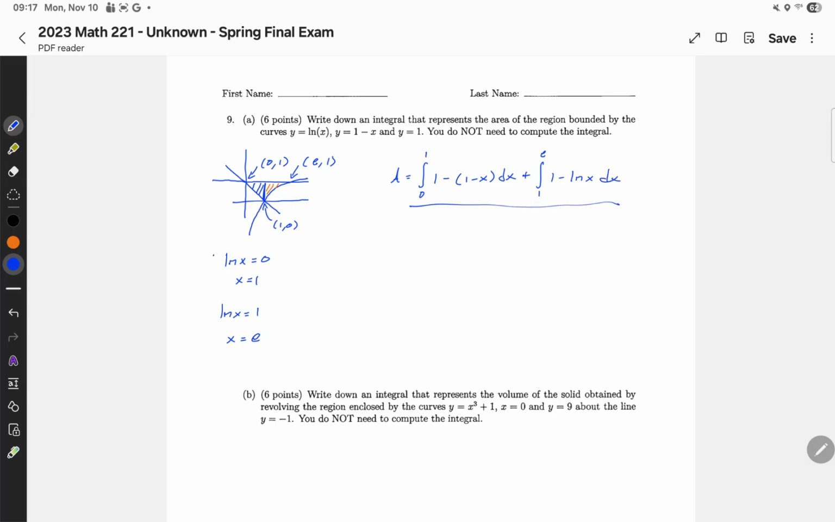No need to simplify. Actually, it doesn't say you don't need to simplify, it just says you don't need to compute. So this answer should be fine. I'll go ahead and simplify it a tiny bit from 0 to 1. 1 minus 1 is going to cancel. This just turns into x dx. And we're going to add to that the integral 1 to e of, you can't really simplify 1 minus ln x dx. That's going to be our answer right there.